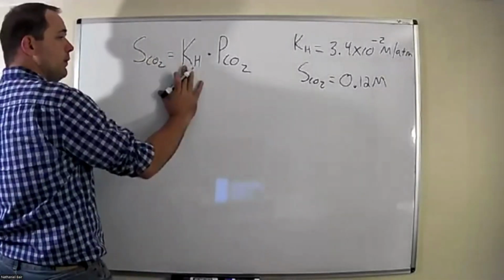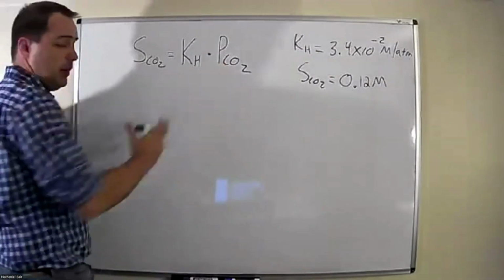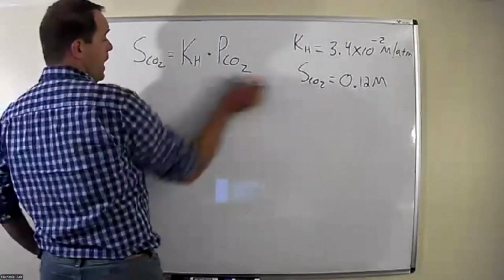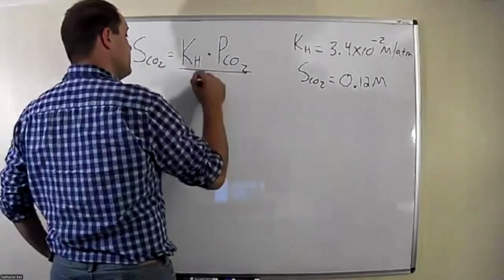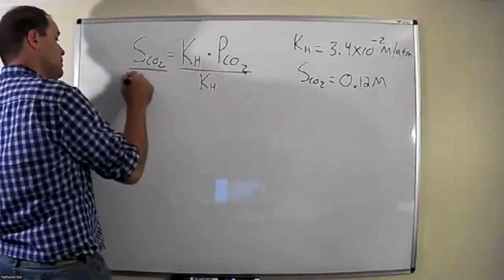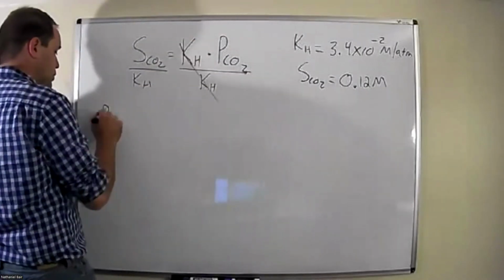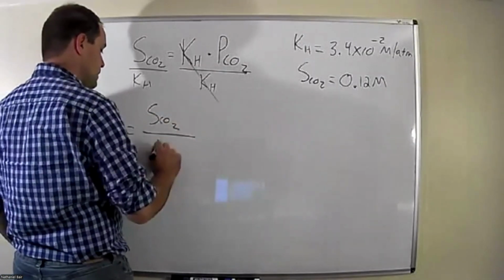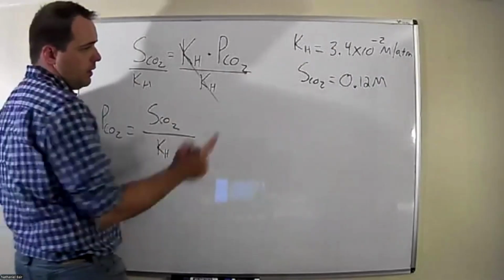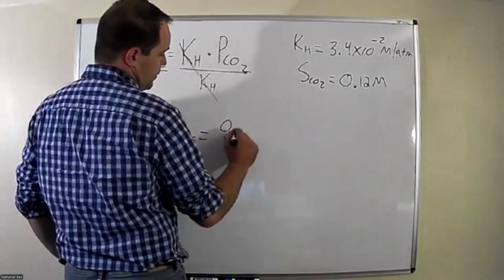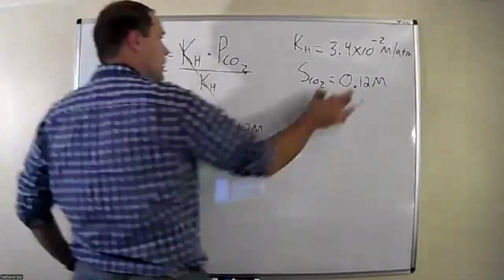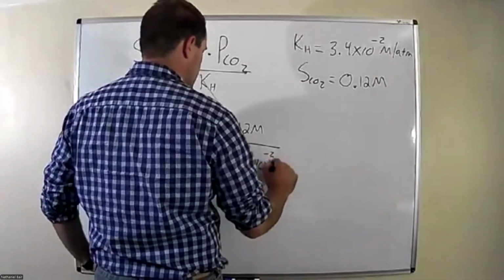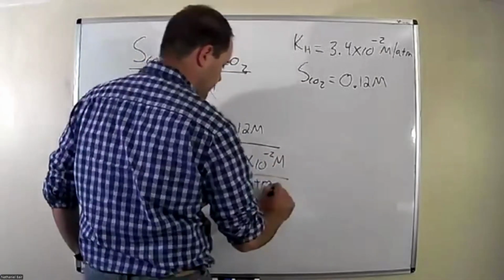So here we're solving for the partial pressure of carbon dioxide. Now, I'm an algebra up front kind of guy. So right now, this formula is set up to solve for solubility, but I have the solubility. I want the partial pressure. So I'm going to divide both sides by the Henry's Law constant. And the partial pressure of the carbon dioxide is equal to the solubility of the carbon dioxide divided by the Henry's Law constant. So we're going to pop that solubility in there, 0.12 molar, and then we're going to divide by that Henry's Law constant, 3.4 times 10 to the negative second molar per atmosphere.